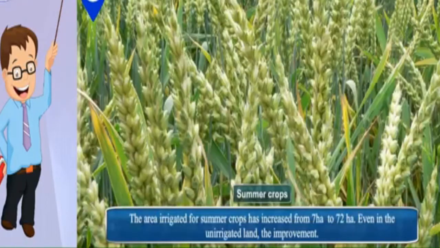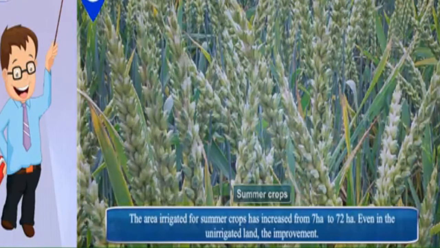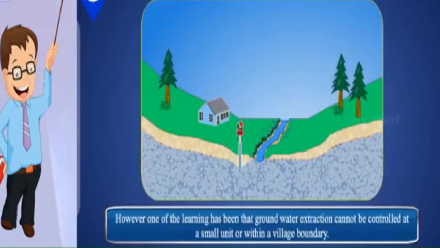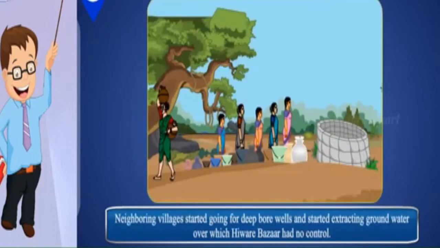The area irrigated for summer crops has increased from 7 ha to 72. Even in the unirrigated land, there has been improvement. However, one of the learnings has been that groundwater extraction cannot be controlled at a small unit or within a village boundary. Neighboring villages started going for deep bore wells and started extracting groundwater, over which Hiware Bazar had no control.